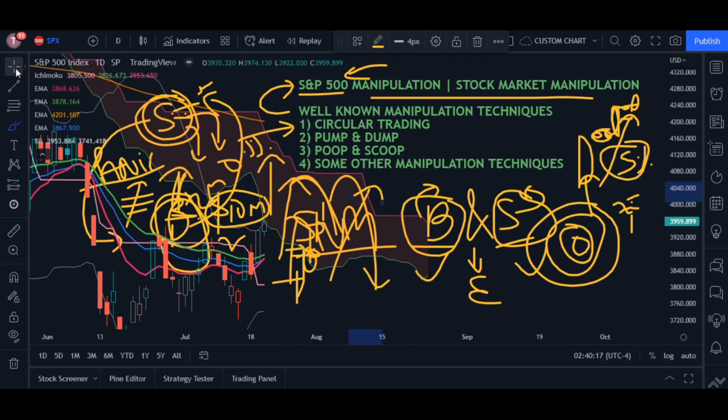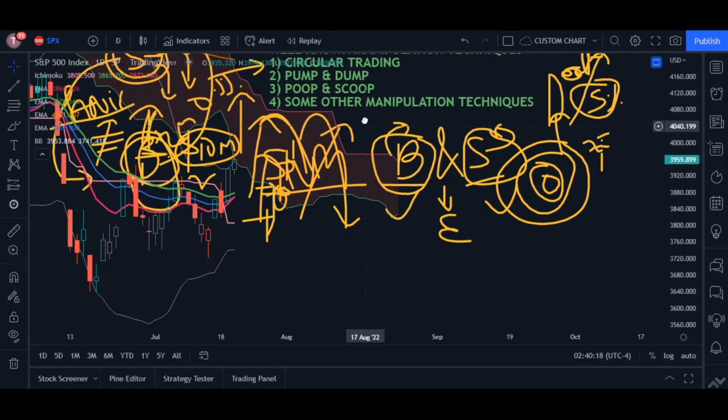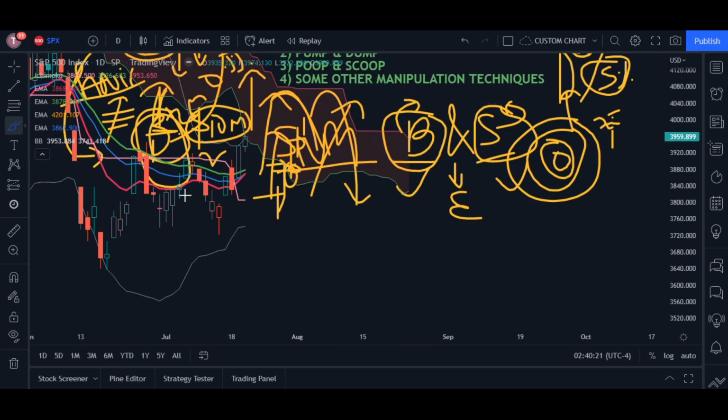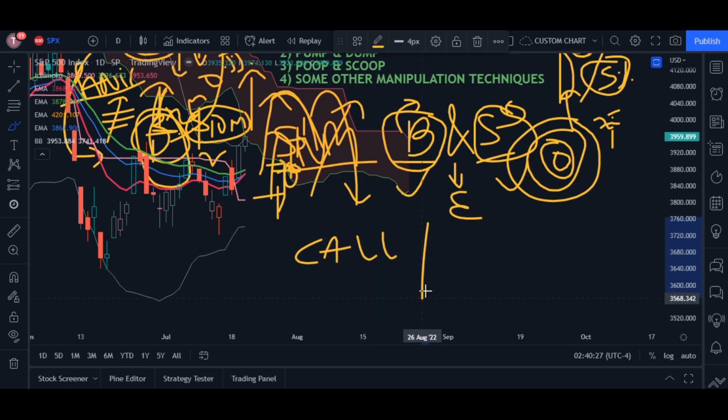Now we talk about the options. Options means the derivatives, the futures and the options. So in options we have the calls and we have the puts. Now, because both of these, A and B, the buyer and the seller, have decided to move up the market.